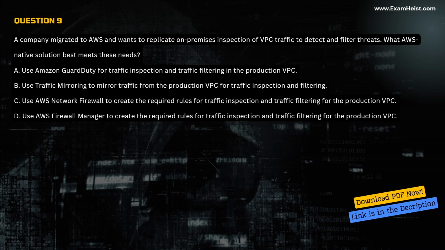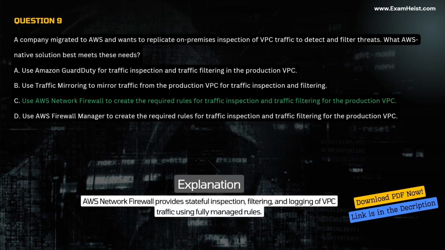C. Use AWS Network Firewall to create the required rules for traffic inspection and traffic filtering for the production VPC. D. Use AWS Firewall Manager to create the required rules for traffic inspection and traffic filtering for the production VPC. Correct answer, C. Use AWS Network Firewall to create the required rules for traffic inspection and traffic filtering for the production VPC. Explanation: AWS Network Firewall provides stateful inspection, filtering, and logging of VPC traffic using fully managed rules.